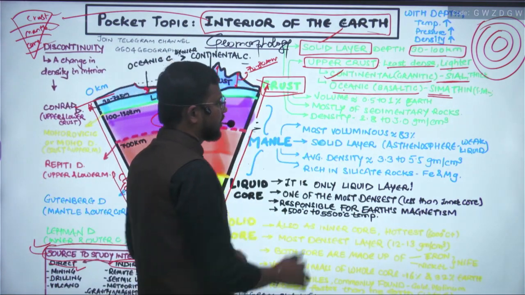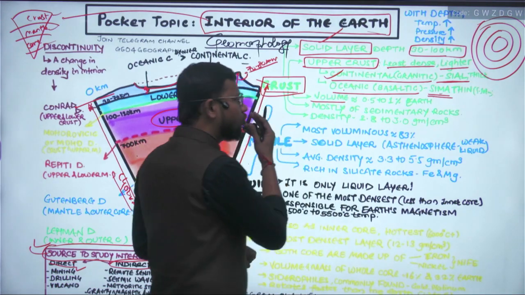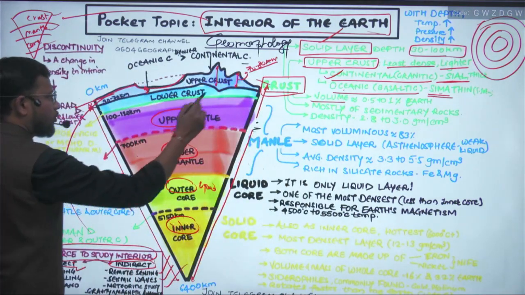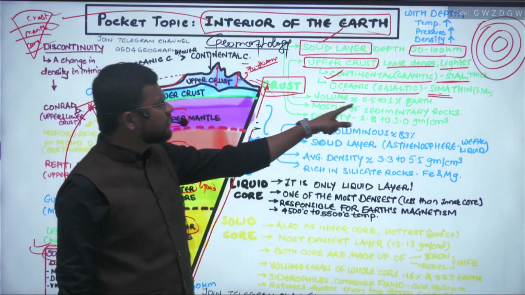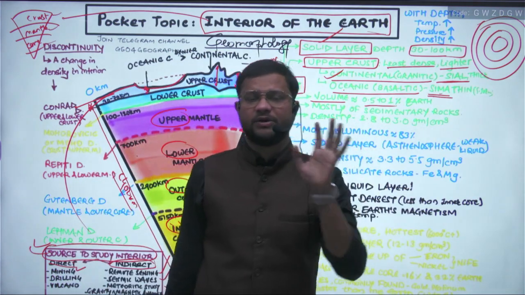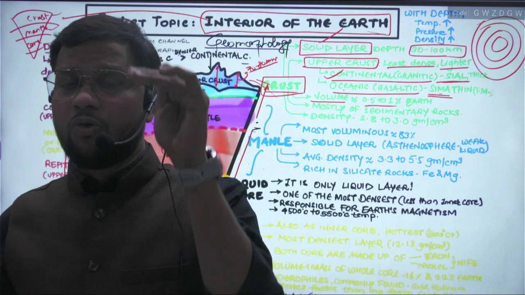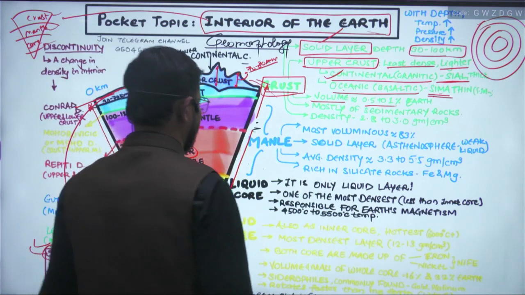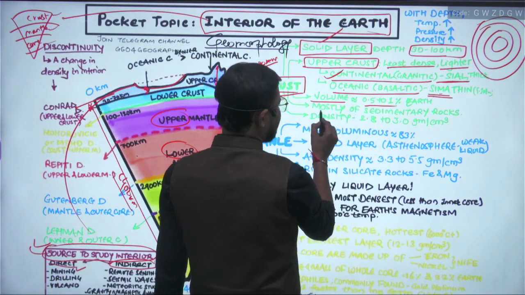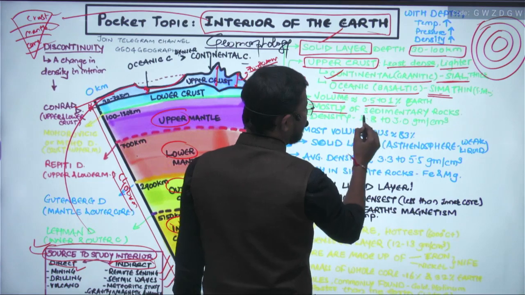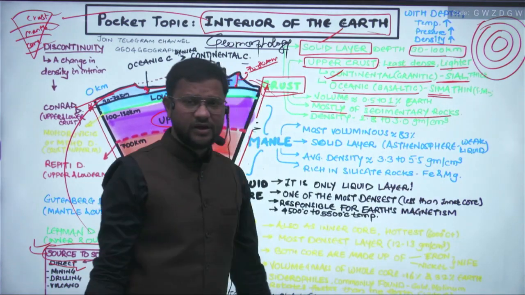Then what is the volume of the overall earth surface? The volume is hardly 0.5 to 1 percent. Its volume is not more than that. The overall crustal part, the outer crust, the upper crust particularly, you will find is mostly made up of sedimentary rock.